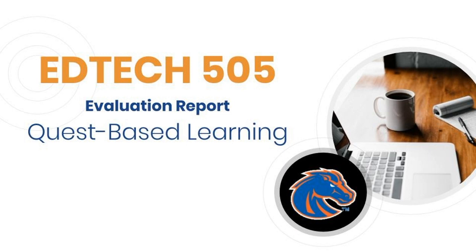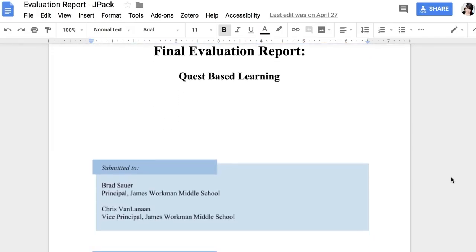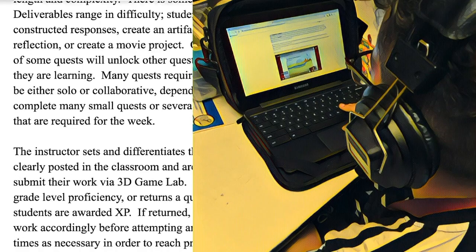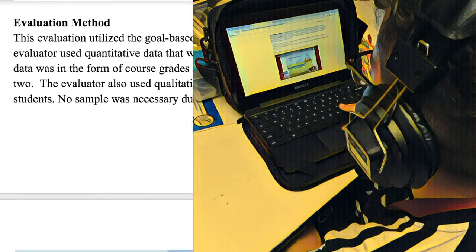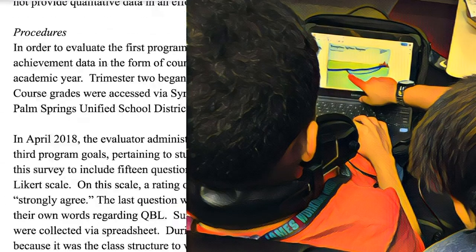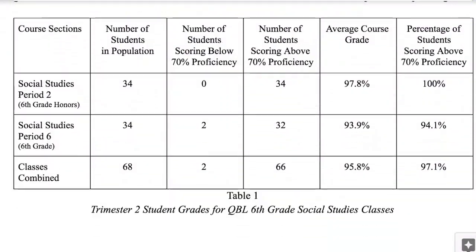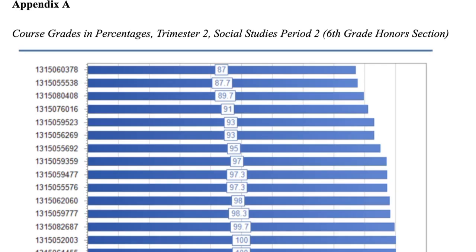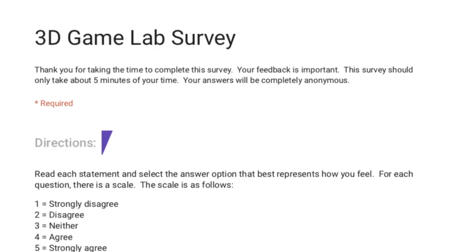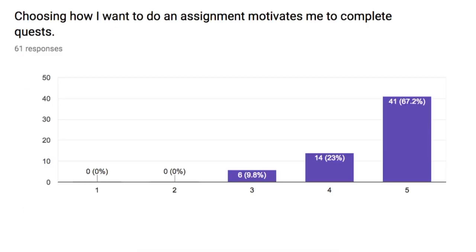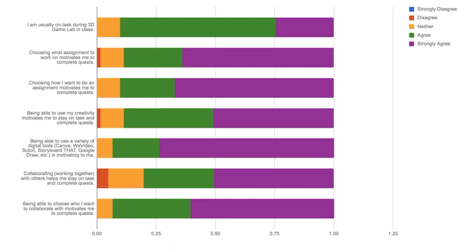In EdTech 505, I wrote a report using the goal-based method of evaluation to determine the impact of quest-based learning on student achievement, engagement, and self-efficacy. I devised an evaluation method to determine student academic achievement and measure student engagement as well as personal perception. Analyzing this data improved my professional practice because it helped me to understand the effects of my pedagogical choices. Now I not only teach in a new way, but I also understand why it's so important to my students.